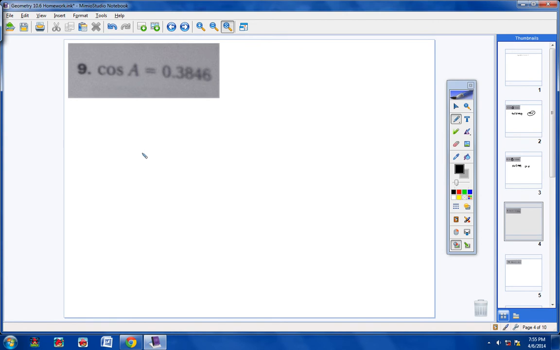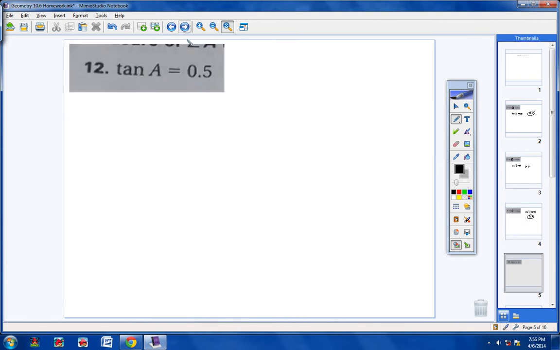Okay, moving on to number 9. We have a trig equation and we're missing an angle. So we're going to use the second cosine button. Cosine -1 of 0.3846. Let me grab my calculator and type this in. 0.3846, and you will get out 67.3810898. If you round that to one decimal place, you should get 67.4. Okay, moving on to number 12.